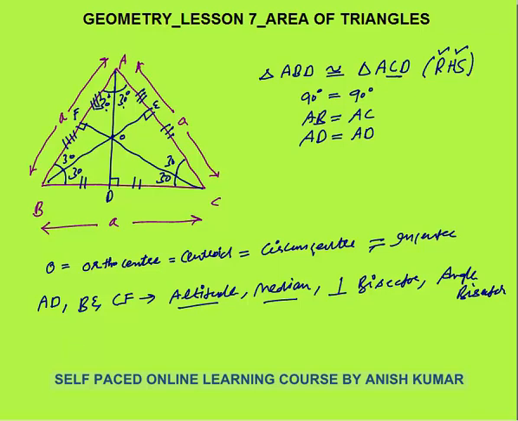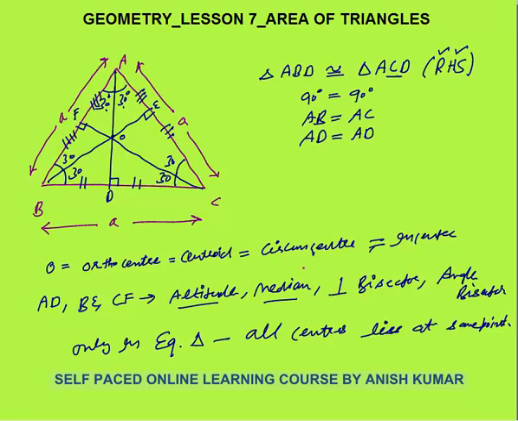Only in an equilateral triangle do all centers lie at the same point. All centers, that is orthocenter, centroid, circumcenter, incenter, all lie at the same point, and that is only true for an equilateral triangle. In other triangles they lie at different points.